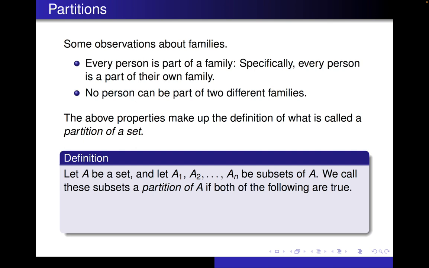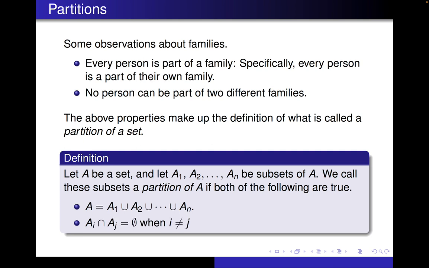So the first bullet point was every person is part of a family. And that means A is the union of all those A1, A2 through AN. And what that means is everybody in A is in one of those families. It's either an A1, or if it's not an A1, then it's an A2 maybe. If it's not an A1 or A2, it's an A3. But it's in one of those AIs between A1 and AN.